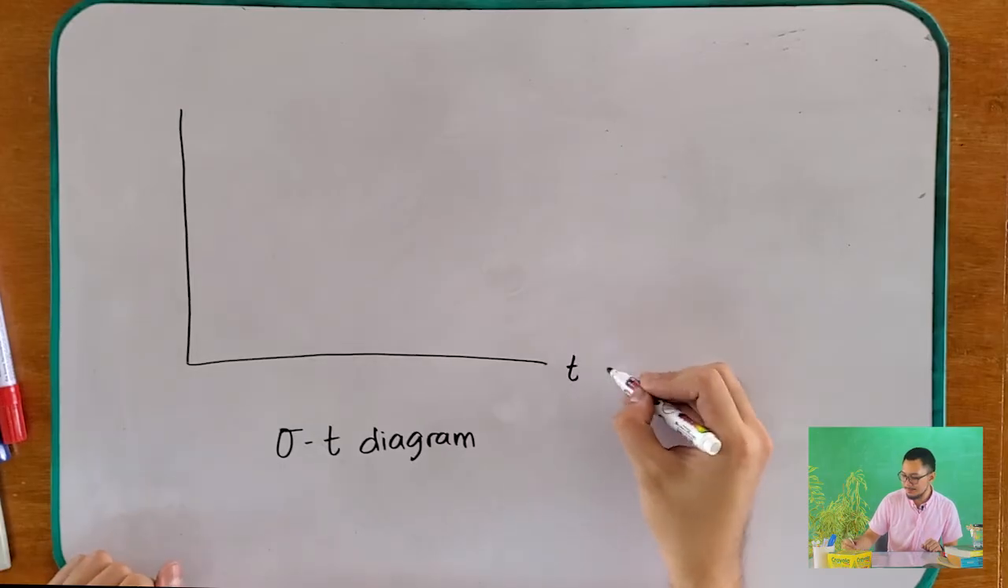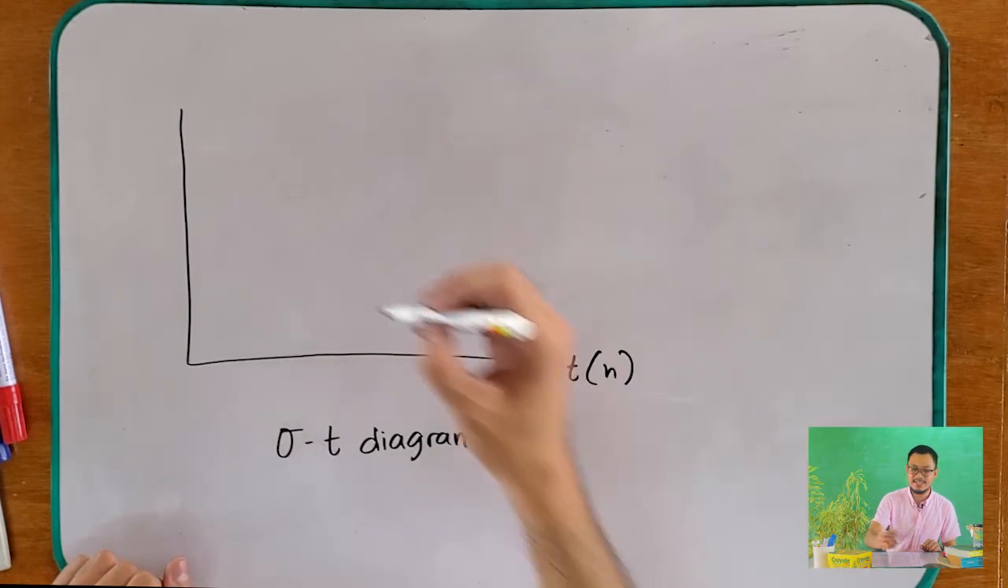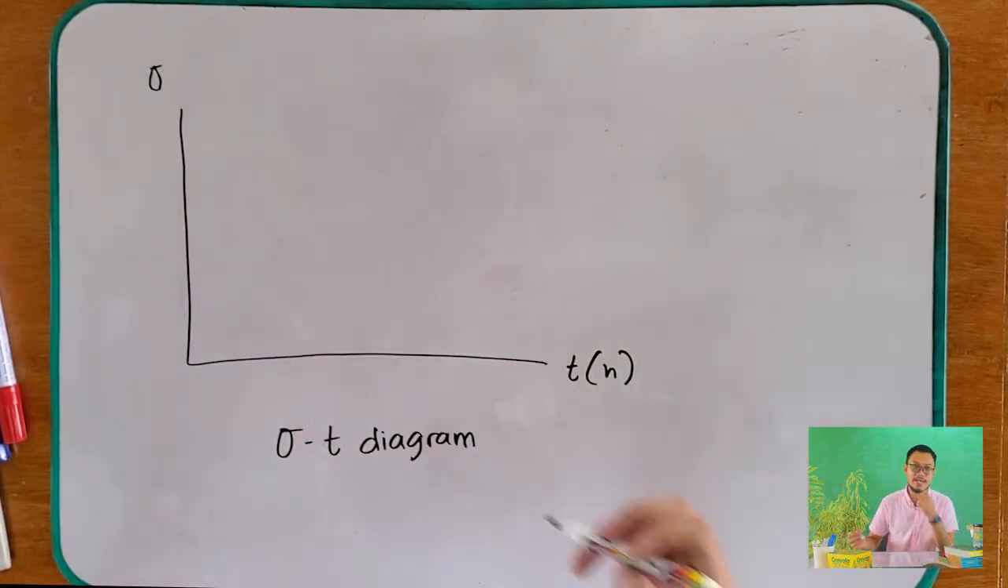In which daghan nga mga material gitest sila at the same time and with a constant temperature. Nganong importante man ang temperature? Because the temperature can affect the creep strength of a material. So, constant daw ilang temperature, but ang naglahi lang kay ang ilang stress nga gi-apply. And you have this time sa imong x-axis and your stress sa imong y-axis.